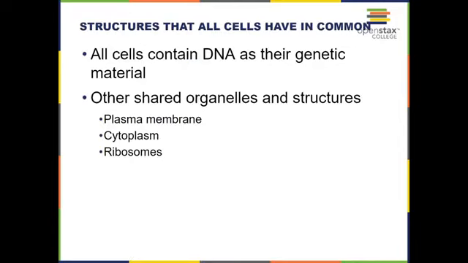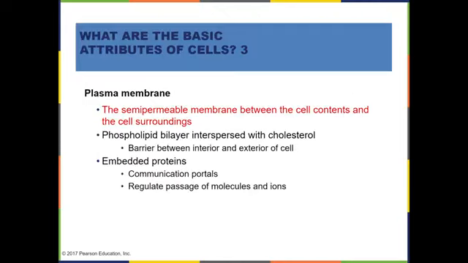So all cells contain DNA as their genetic material. In some cells, like eukaryotic cells, it's put in a nucleus. But there are also other shared organelles and structures: a plasma membrane, that boundary; a cytoplasm that consists of a fluid to hold all those organelles; and ribosomes. These are shared commonly among, essentially, prokaryotes and eukaryotes. So let's take a closer look at that plasma membrane. What makes it a great boundary? What makes it protective but also allows for the transport of substances into and out of the cell?